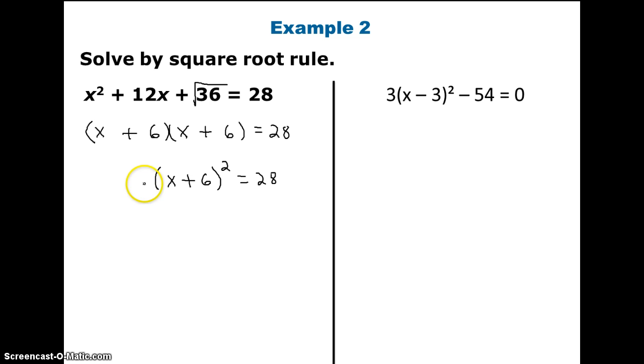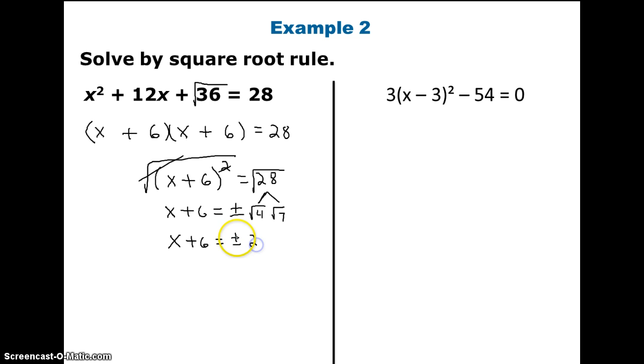To cancel the squared, we just take the square root of this side, and the square root of the other side. So this cancels, cancels. So we have x plus 6. On the other side, first I need a plus and a minus. I'm using the square root of 28. 28 is not a perfect square number, but I can find two numbers that multiply to 28. And you always want to find the greatest perfect square number. So 4 times 7, that multiplies to 28. And we know the square root of 4 is 2. So plus or minus 2, and just bring down the square root of 7.